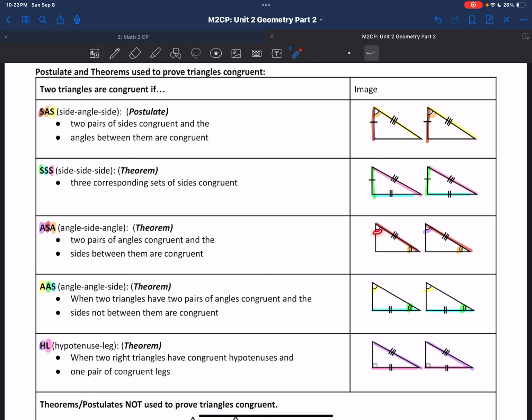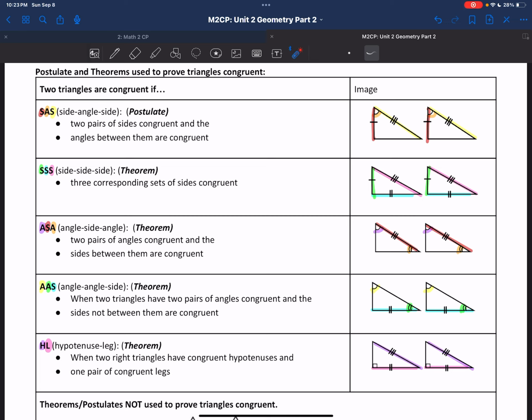For angle, side, angle, two pairs of angles are congruent and the side between them is also congruent. So this is congruent and that's congruent. Then you have angle, angle, side. This one is the only difference, because two pairs of angles are congruent and the side not between them is congruent. So here you've got an angle, an angle, and this side is not between them. That's just saying that then we know those are congruent.